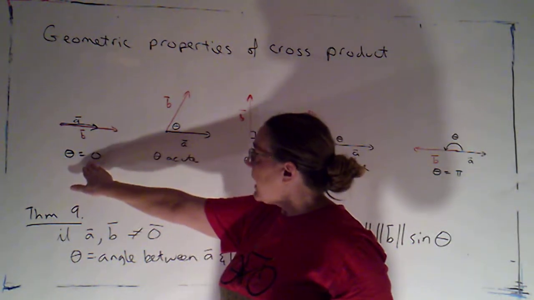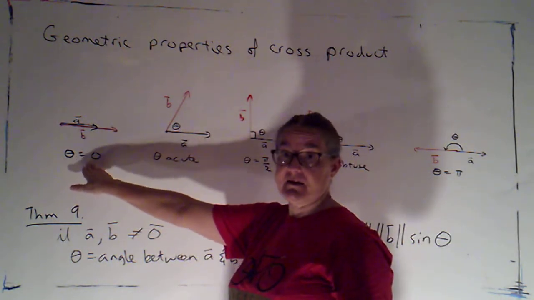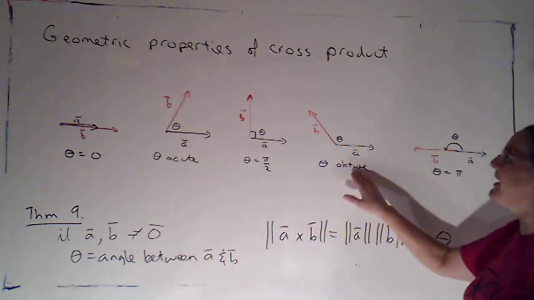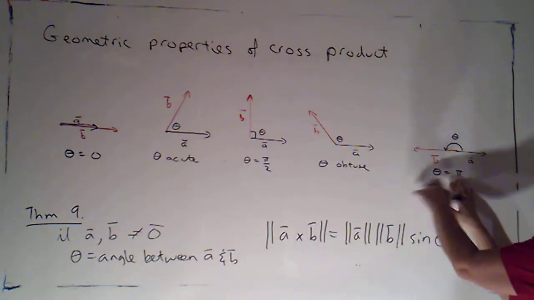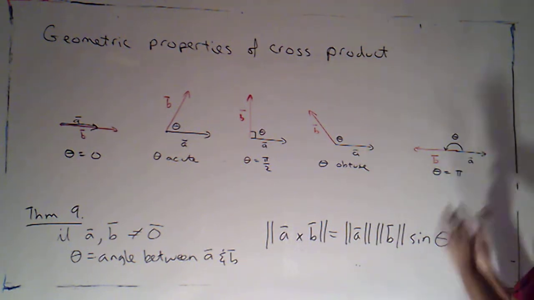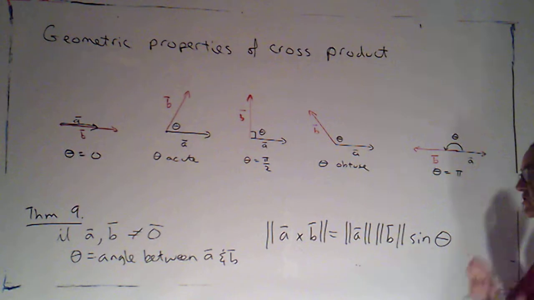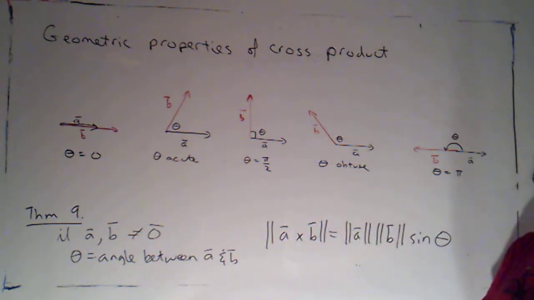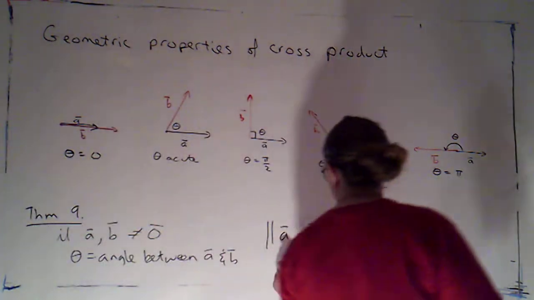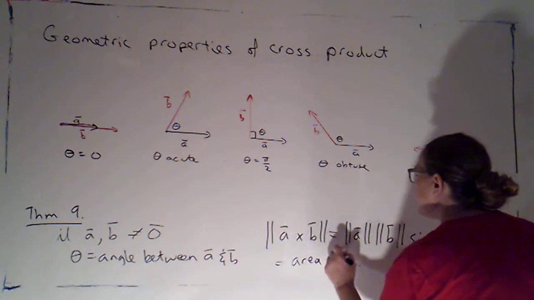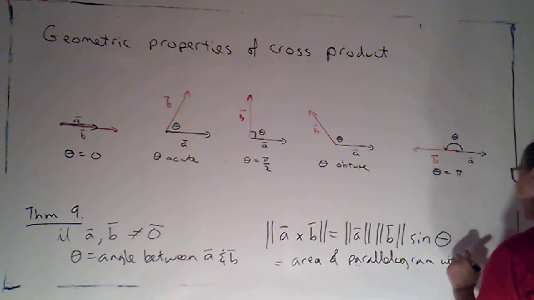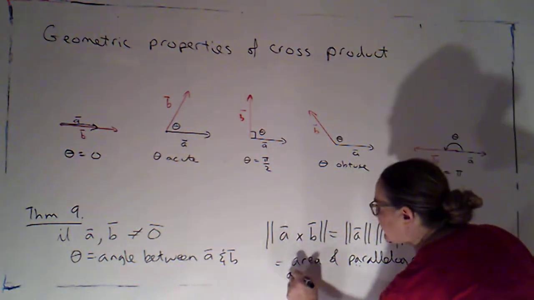They could be parallel and pointing in the same direction, which would make theta be 0. Theta could be acute, it could be right, it could be obtuse, or my vectors could be parallel pointing in opposite directions, which would make theta equal to pi. What I'm going to do is use these pictures to illustrate what this product actually represents. Because in all cases, that's going to represent the area of the parallelogram with A and B as adjacent sides.